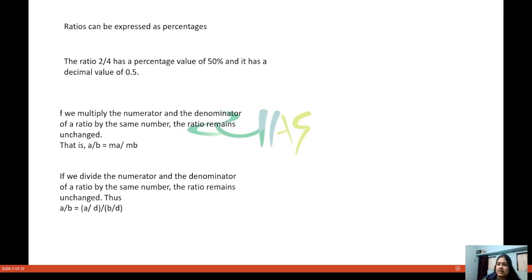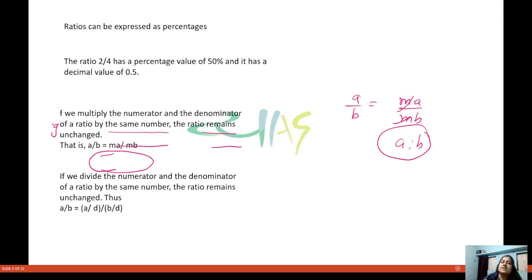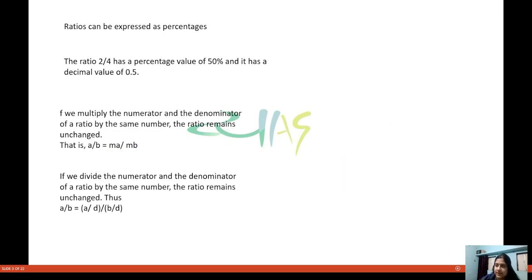Fine. Let's now see this. If we multiply the numerator and the denominator of a ratio by the same number, the ratio remains unchanged. So we have A by B. If we multiply this as MA and MB, then this ratio will remain unchanged. For example, if you are given 1 is to 2 and you multiply 3 to the denominator and 3 to the numerator as well, that will become 3 is to 6. So again the ratio is 1 is to 2 only. The ratio doesn't change.